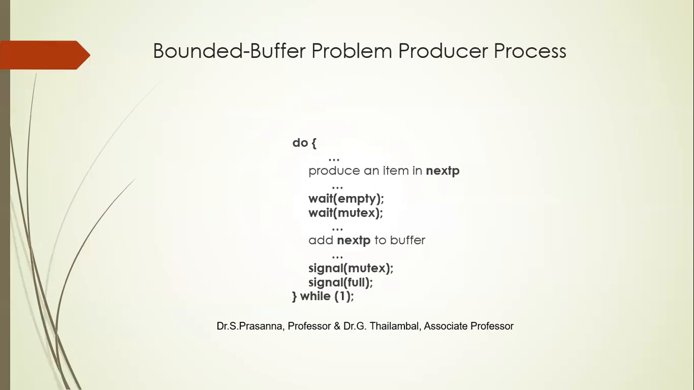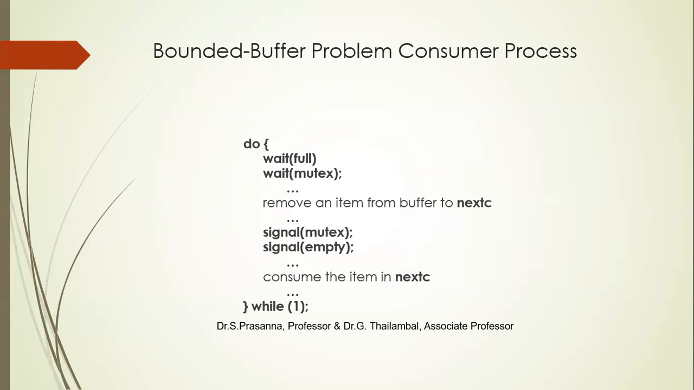Similarly, with a bounded buffer, until the buffer limit is reached, the producer will keep producing items and placing them in the buffer. Now the bounded buffer problem, consumer side. The producer has produced all the items and they are stored in memory, so the memory is now full. So wait of full is given, and wait on the mutex variable is given.